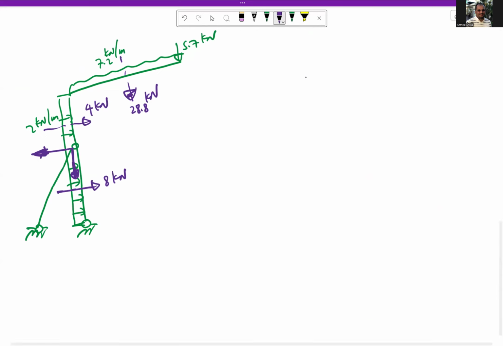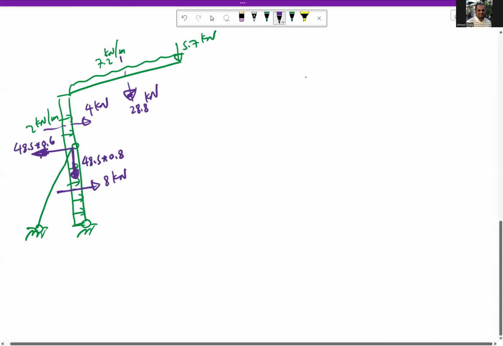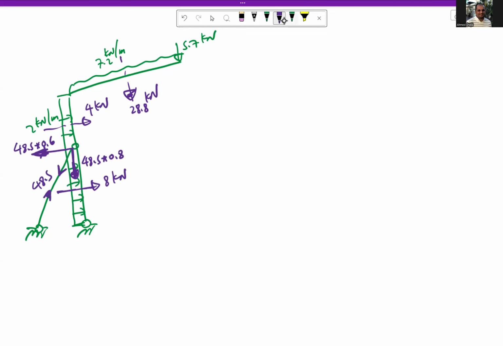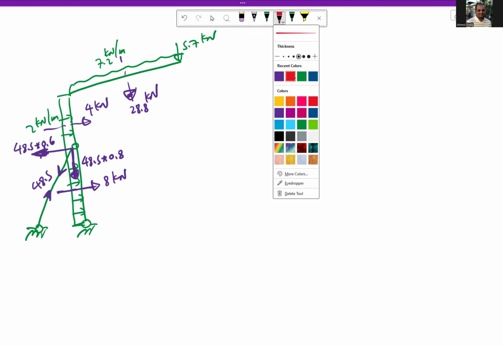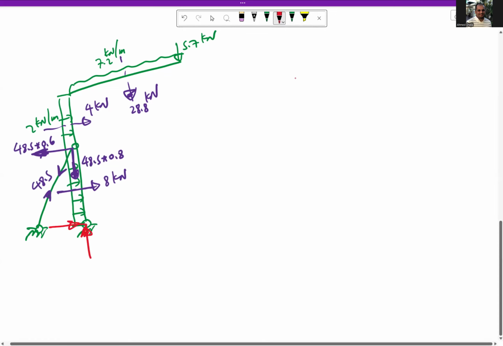This one is 48.5 times 0.6. This one is 48.5 times 0.8. The force in this member is 48.5. We have found the two reactions are 17.1 kilonewton and 73.3 kilonewton.